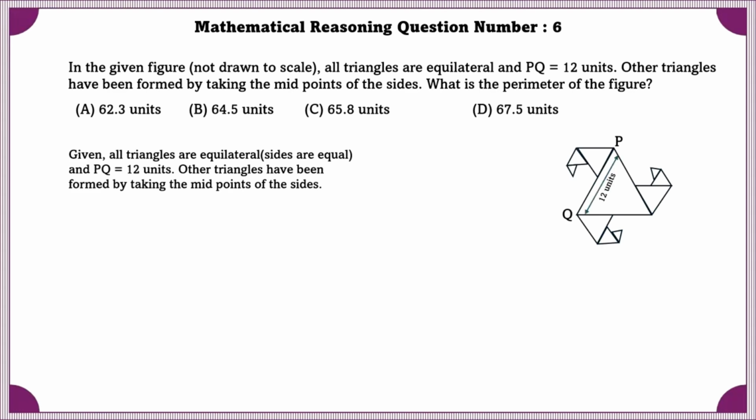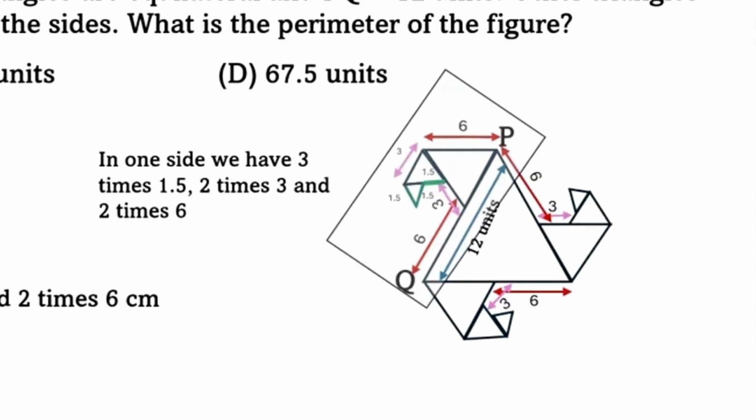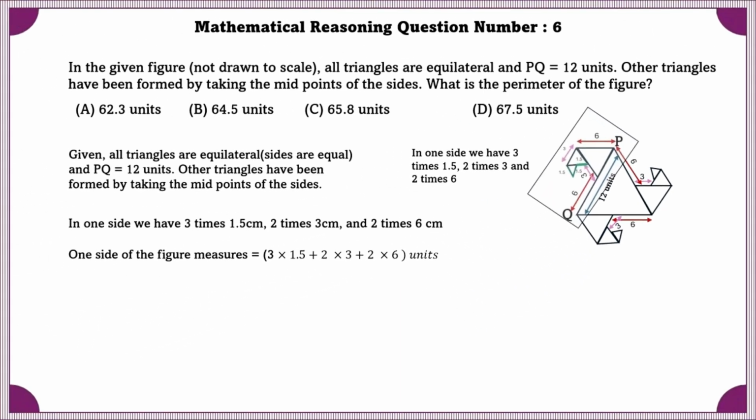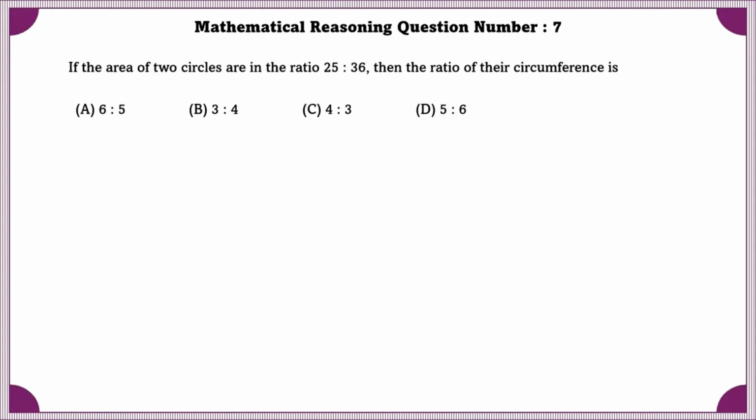Since QP is equal to 12 units, half of QP is 6, half of 6 is 3, and half of 3 is 1.5. On one side we have 3 times 1.5, 2 times 3 and 2 times 6. So one side of the figure measures 22.5 units. Therefore, the perimeter of the given figure is equal to 22.5 into 3, because there are 3 sides, which is equal to 67.5 units.